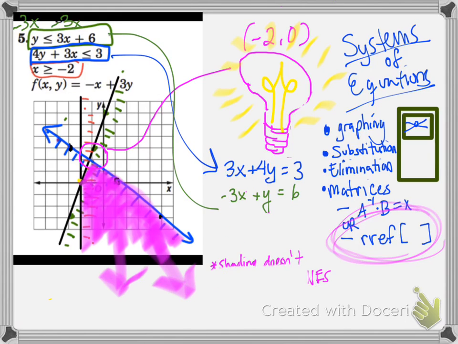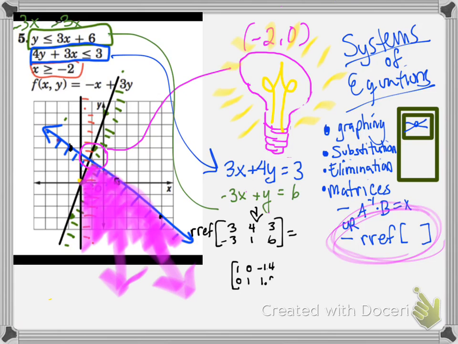So now we've got them in standard form. What we're going to do is plug a matrix into our calculator. We're going to do the RREF, so find the row reduced echelon form of that matrix using that operation, and that gives us this output matrix, which really means X is -1.4 and Y is 1.8. So now we've found the only two vertices on this: -1.4, 1.8, and -2, 0.